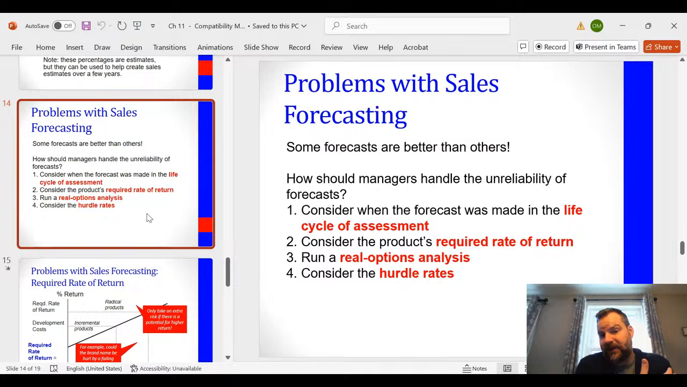And frankly, some forecasts are better than others. So how do we handle the unreliability of forecasts? There's a few approaches that we can use, like required rate of return and hurdle rates, and I'll quickly talk about what those look like.